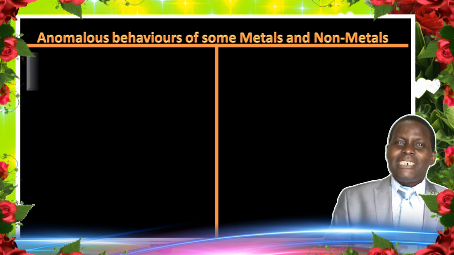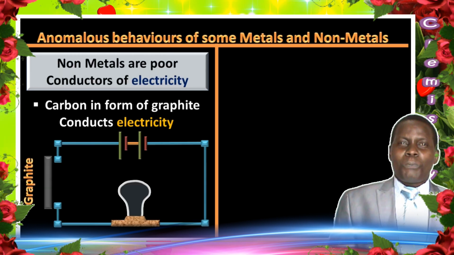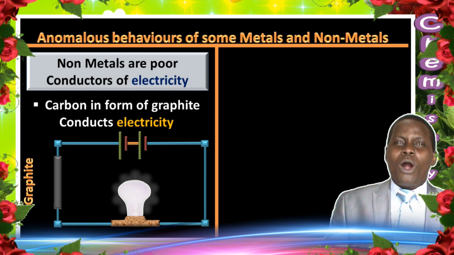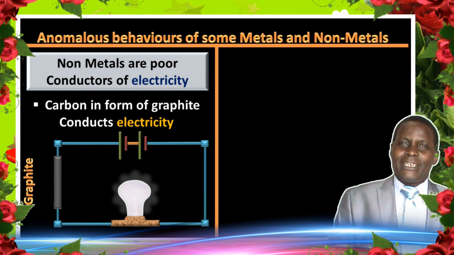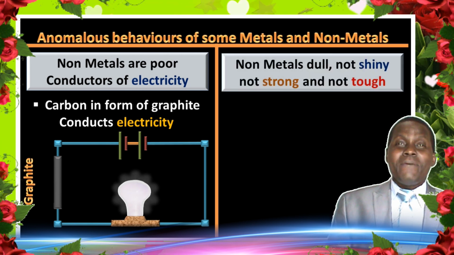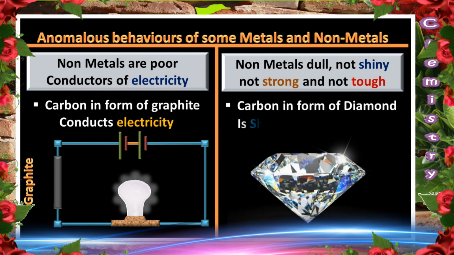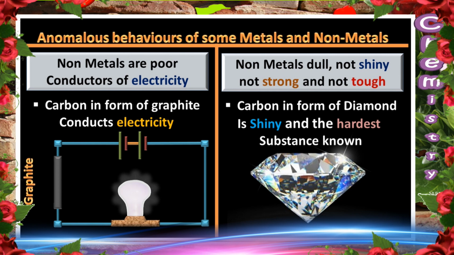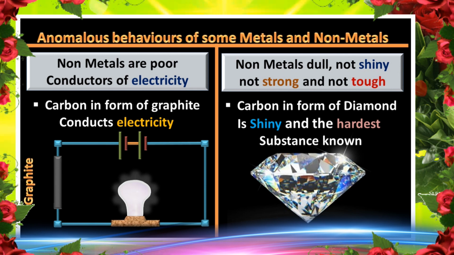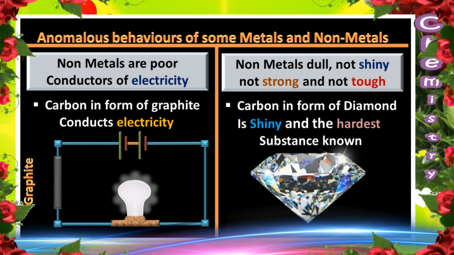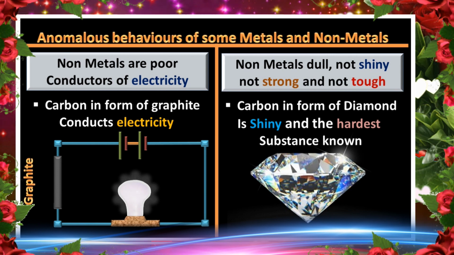Carbon is a nonmetal, but it conducts electricity. Yet one of the properties of nonmetals is that they are poor conductors of electricity. But carbon, which is a nonmetal, conducts electricity in form of graphite. We say that nonmetals are not shiny. Carbon in form of diamonds is shiny, and that's why it is used in jewels. So that is an anomaly. We say nonmetals are weak, they're not strong, but carbon in form of diamond is the hardest substance known. Yet we know that nonmetals are not hard.